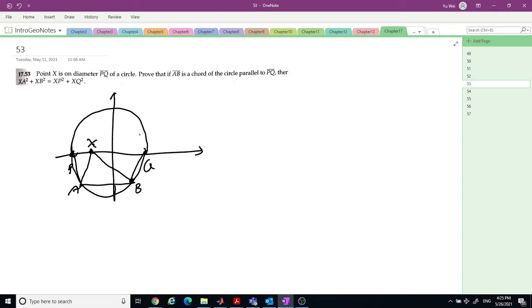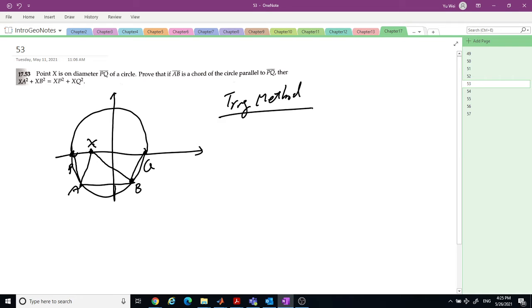Okay, so now let's do the... so we can use trigonometry to solve this problem. And also we can use coordinates. Let's see the trig method first.